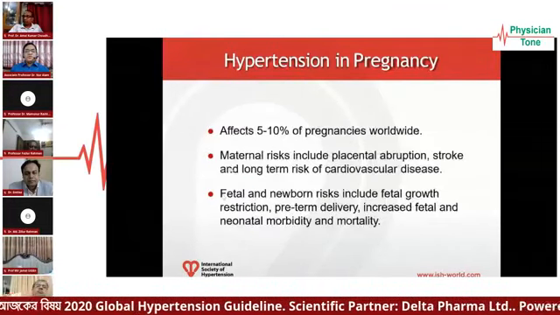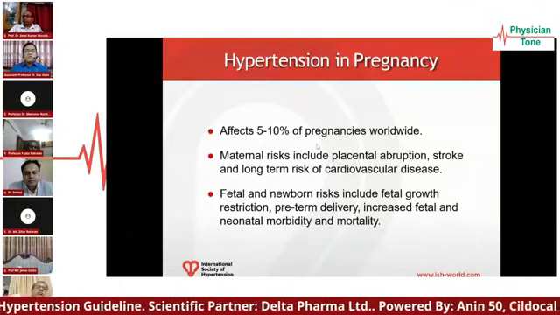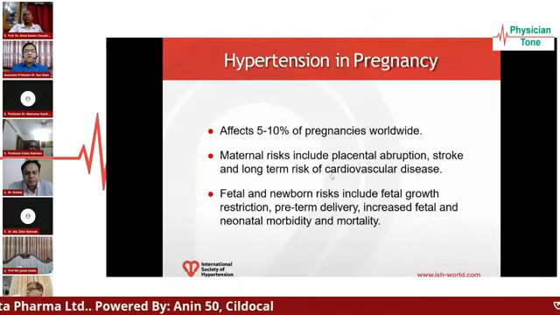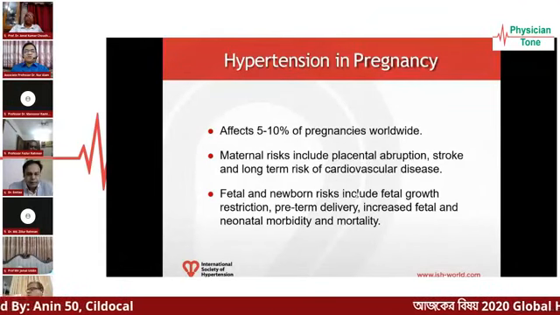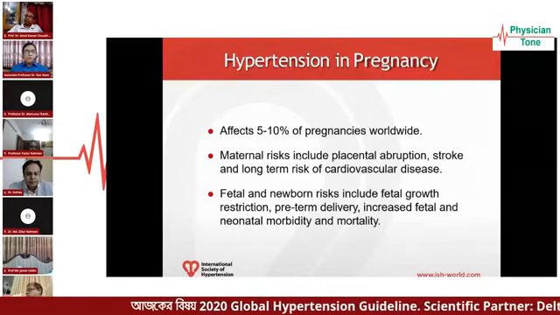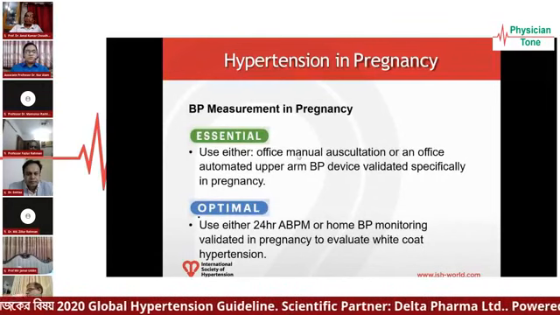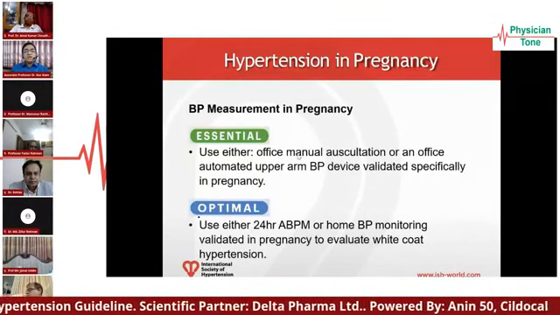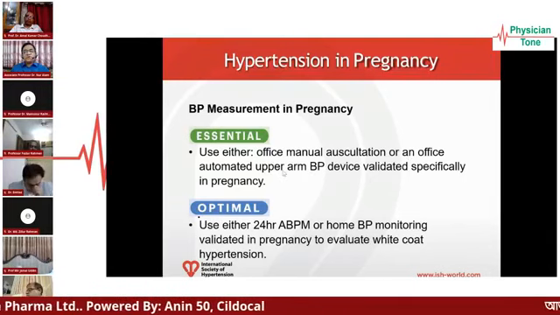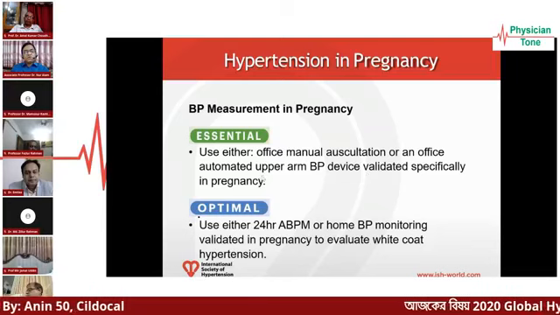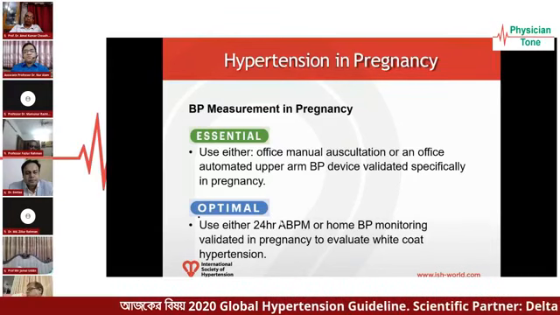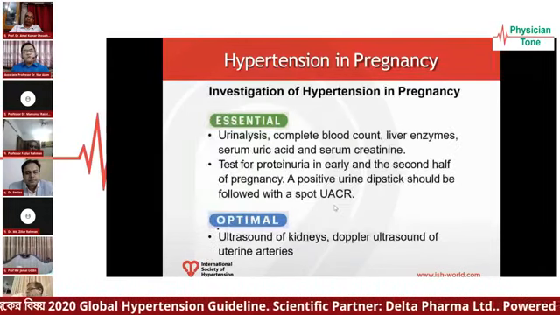Hypertension affects 5 to 10% of pregnancies. Maternal risks include placental abruption, stroke, and long-term risk of cardiovascular disease. Fetal and newborn risks include fetal growth restriction and preterm delivery. All these complications could happen in hypertension with pregnancy. For essential care, use office manual auscultation or an office automated upper arm BP device validated in pregnancy. This should be the minimum, or optimal standard if the patient can avail 24-hour ambulatory BP or home BP monitoring.